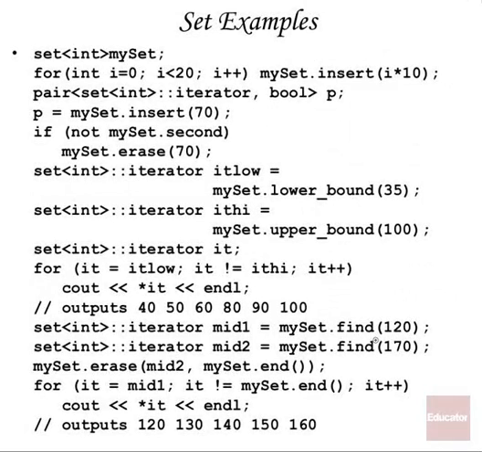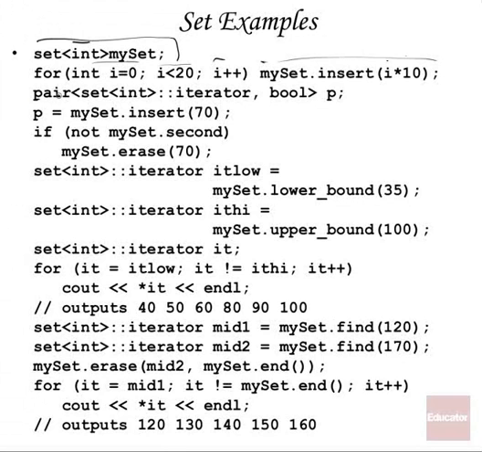And here's some examples of a set. Here we have a nice set called mySet, which is a very creative name. It's an integer set. So let's load it up. We've got for i equals 0 until it's less than 20. That's going to be 0 until 19. i++. Let's insert i times 10. So inside the set we'll have 0, 10, 20, until we get to 190.